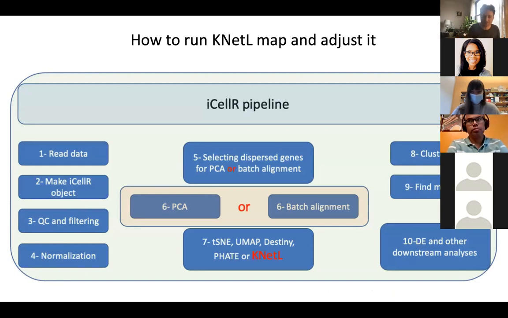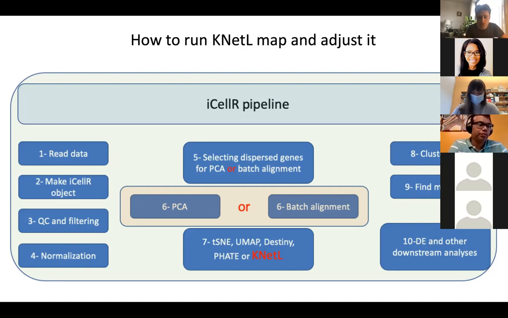When you run tSNE and UMAP, people usually use PC dimensions, depending on their data. Most people use 10, but it's based on the data. So with KNetL you have the same thing too. You use dimensions, like 10 dimensions or 20 dimensions of PCA, and then there's also a zoom option. That makes it a little bit tricky for first timers running KNetL, and also a little bit tricky to do the clustering. So I just wanted to show you how to do that so you can do it. I know a lot of people at NYU are now using KNetL also, so you can play with it and run it more easily.